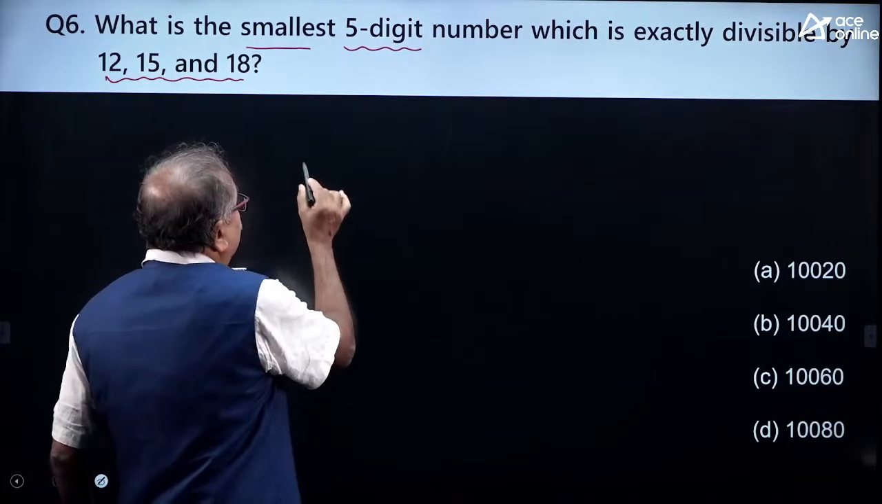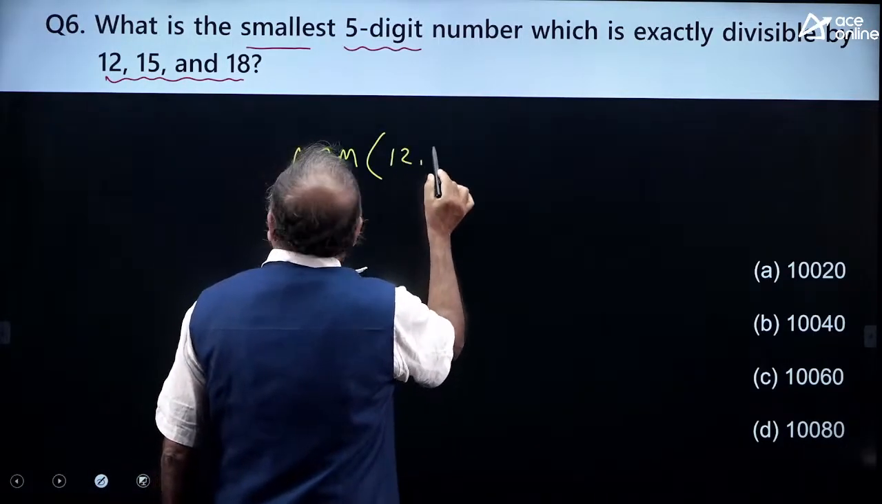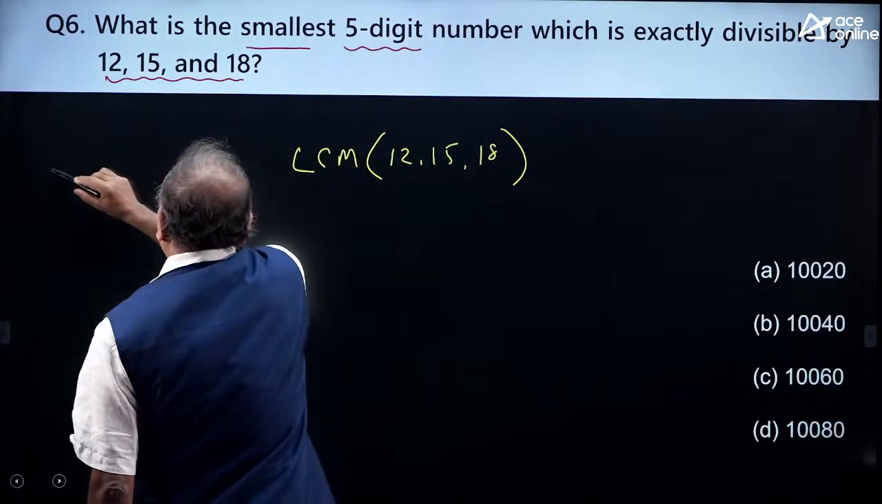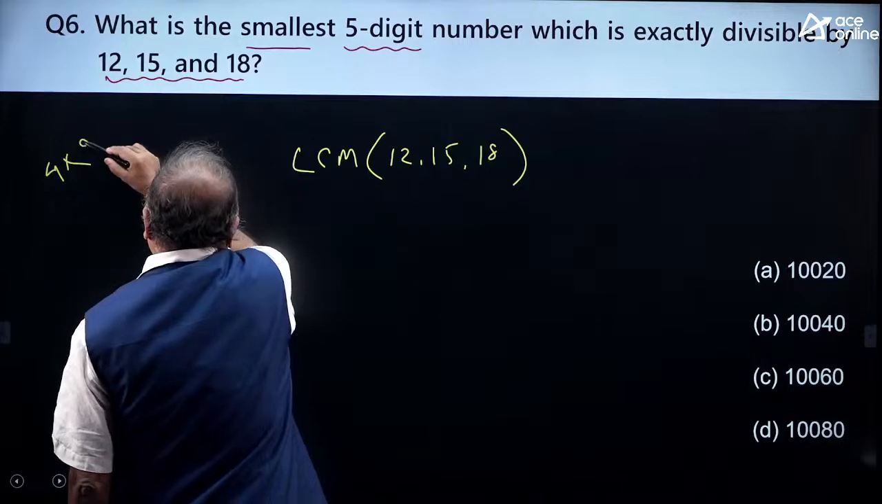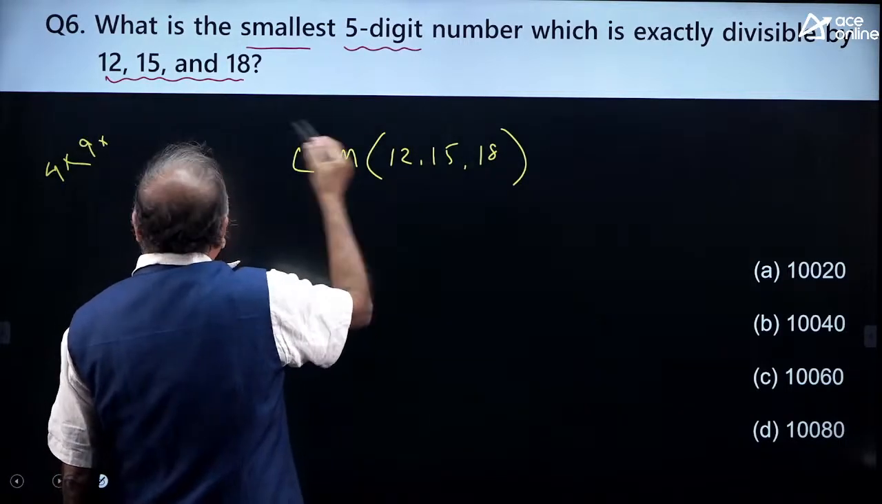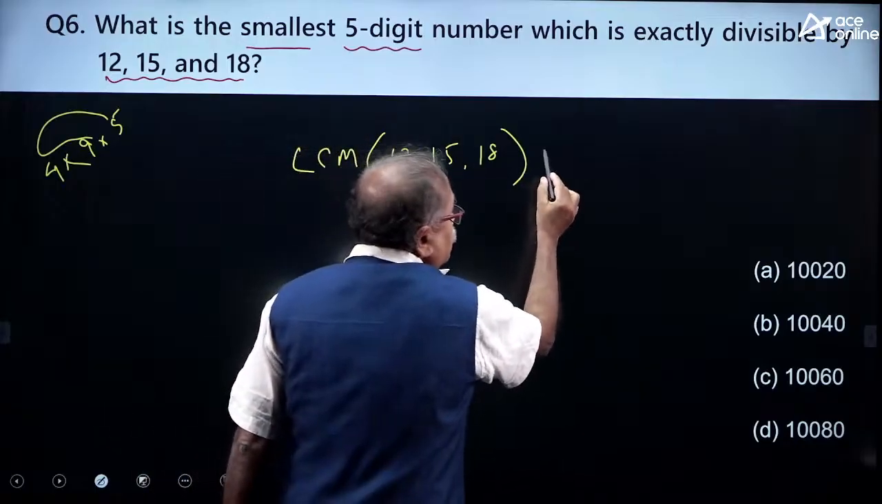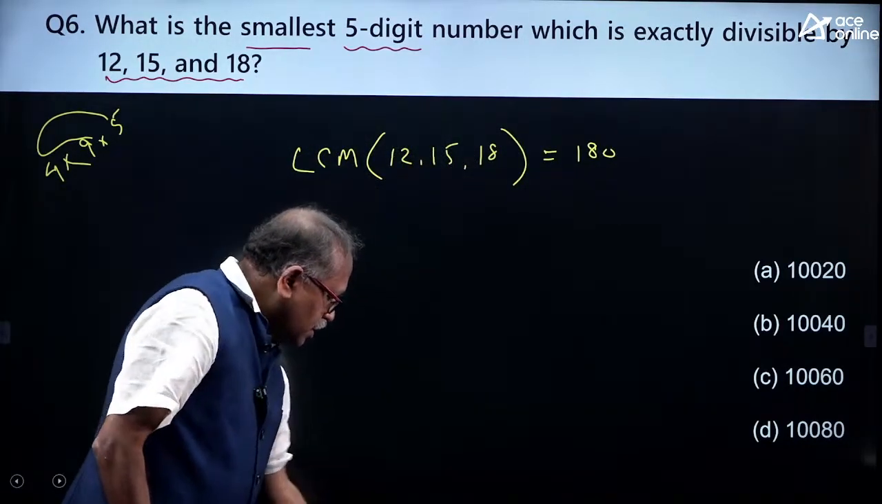So what is the LCM? The LCM of 12, 15 and 18. What is the highest power of 2? Here 4 is there. What is the highest power of 3? Here 9 is there. And what is the highest power of 5? 5 is there. 5 4 20, 180. So 180 is the LCM.